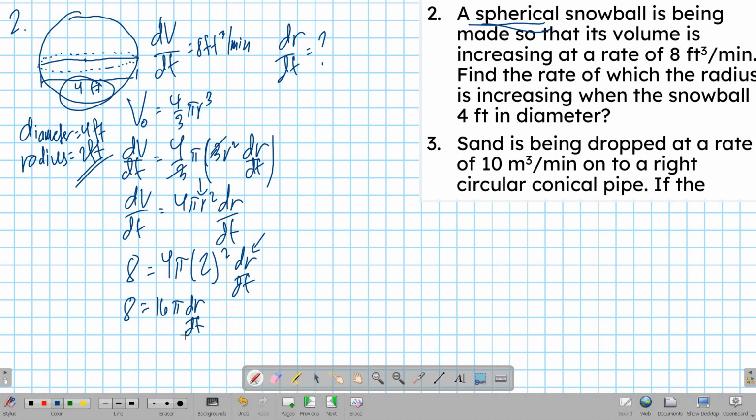Dividing now both sides by 16 pi, the 8 and 16 simplify. Therefore, dr over dt, or the rate by which the radius is changing, is 1 over 2 pi feet per minute. So, by the time that the diameter of the snowball is 4 feet, the radius has been changing 1 over 2 pi feet per minute.